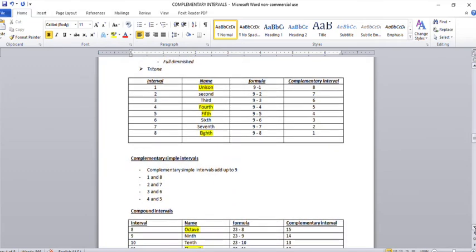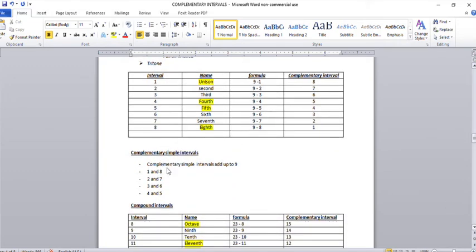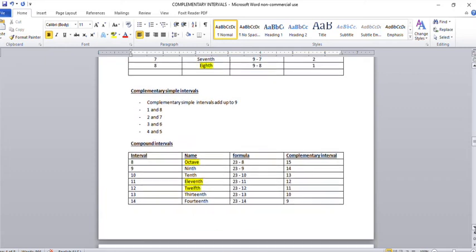So this is the summary here. Now, for compound intervals, like my guitar has 24 frets, so you can actually have 2 octaves there. So you have complementary intervals here.